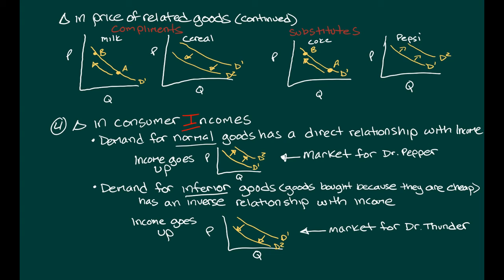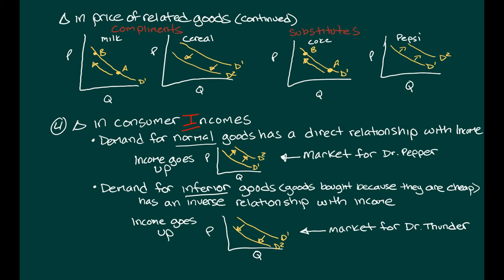They understand normal goods and that normal goods have a direct relationship with income, because if they have a higher income, they go out and they buy more stuff in general. However, we need to make sure that they understand what an inferior good is. I'll usually describe it as the store brand of something or a generic version of it. The actual definition is that an inferior good is a good you purchase because of its price.